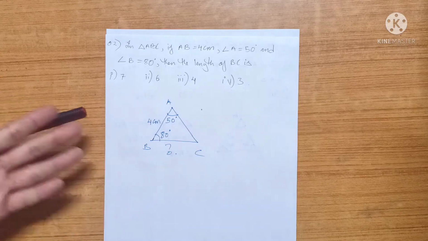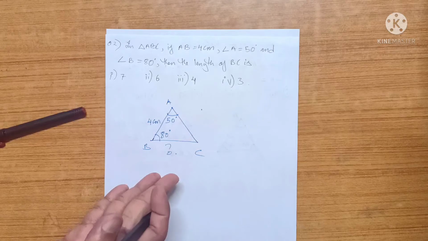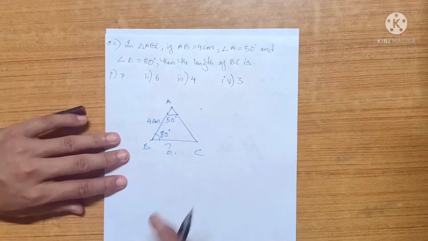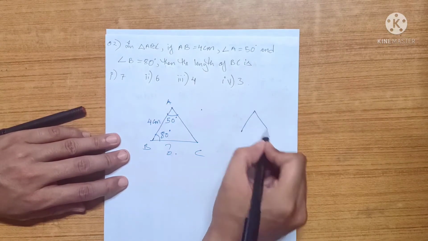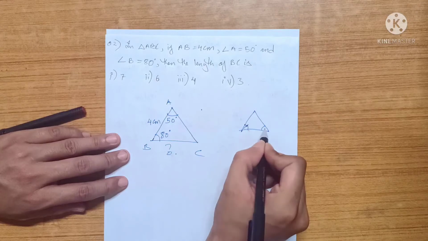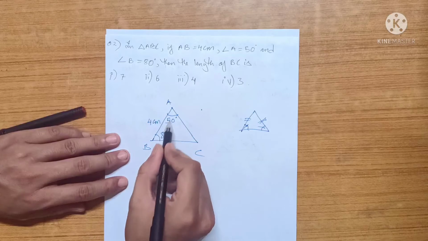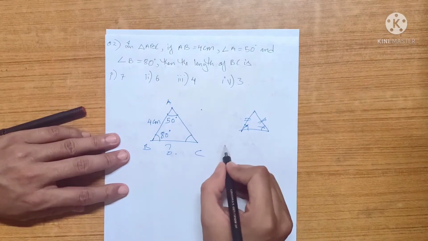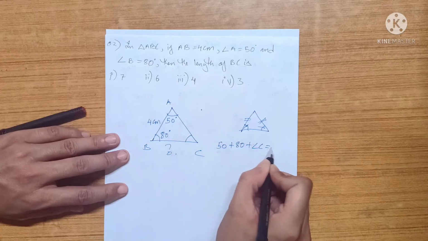But see, it's not like two triangles, it's just one triangle. We don't have any clue how to find BC. And we don't know if it's an isosceles triangle or not. If it's an isosceles triangle, we can literally say this is 4. But how can we know if it's isosceles or not? I've already told you in an isosceles triangle, two sides are equal, two angles are equal. So since two angles are already given, somehow we can find this angle, right? So let's try that. 50 plus 80 plus angle C equals 180.